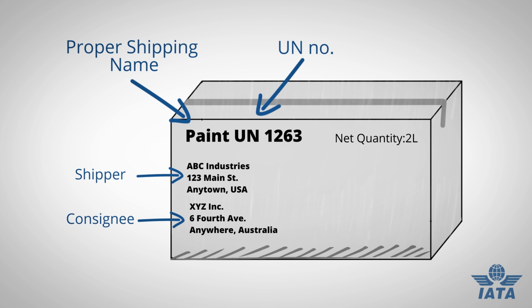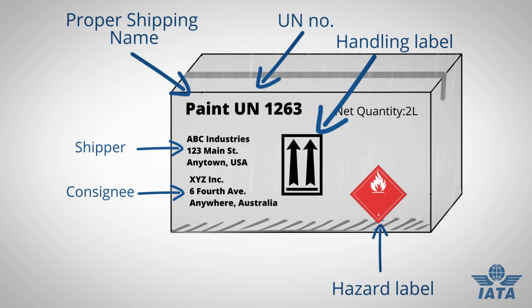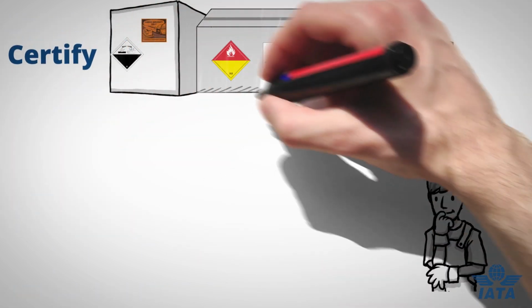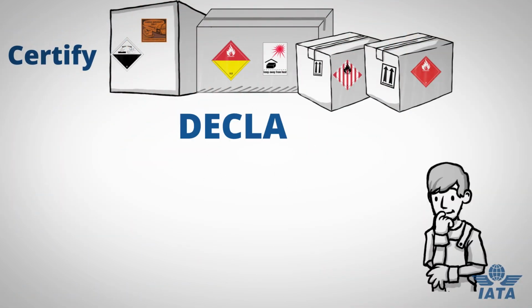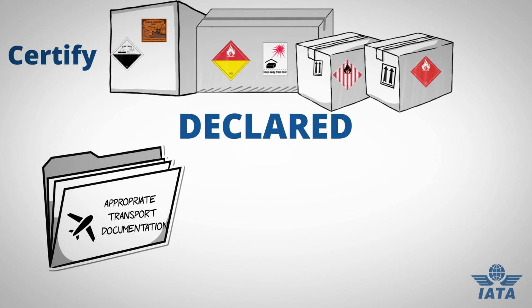In addition, the shipper must apply the correct hazard and handling labels, and meet other national or international requirements such as the globally harmonised system pictograms. There is a legal requirement to certify that the package or overpack containing dangerous goods has been declared according to Section 8 of the IATA Dangerous Goods Regulations. This can be achieved by ensuring that appropriate transport documentation has been accurately completed.